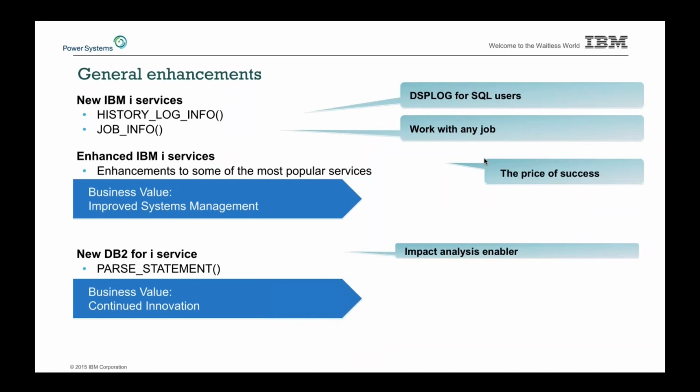We continue to focus on our IBM services. We have two brand new services this release, our history log info and job info. Great new services to allow you to get at job information or your history information, but then be able to leverage SQL to sort through, filter, and find what you're looking for. These are significantly faster or more interesting ways to get at the same information that you might have been able to get at before with a CL command or an API.